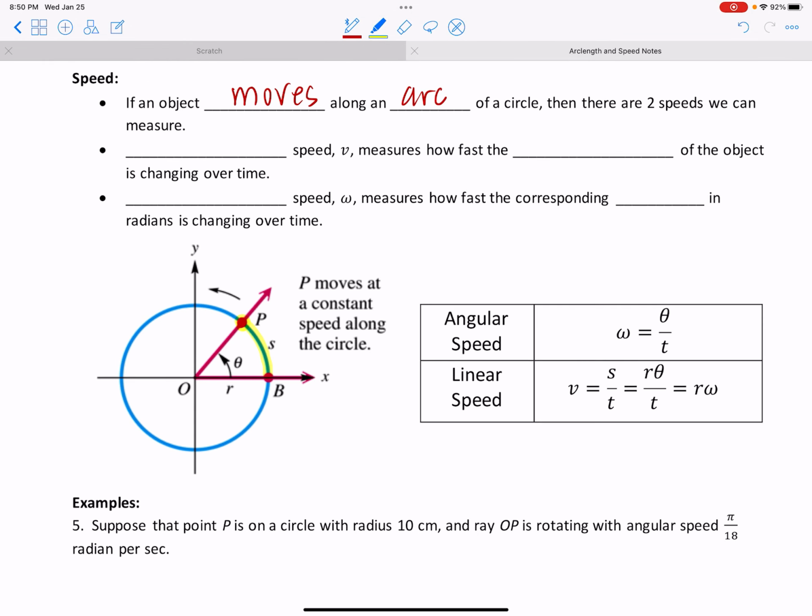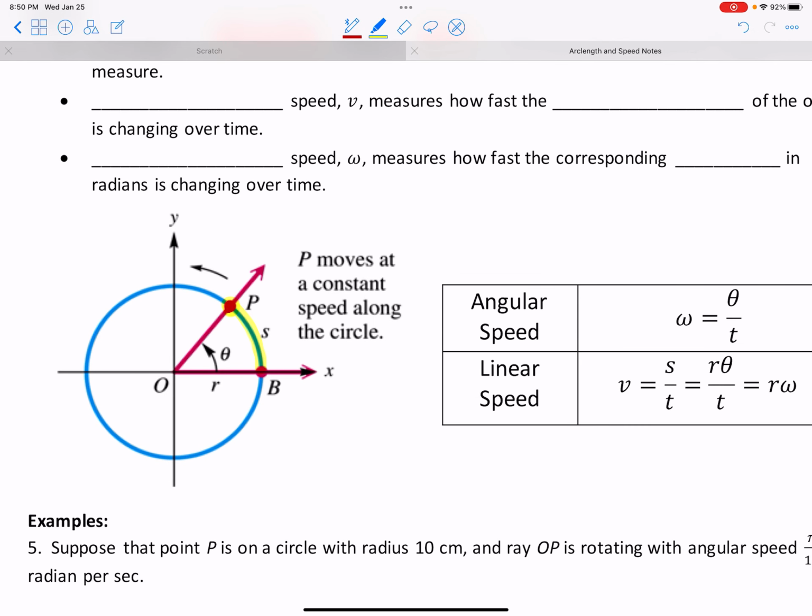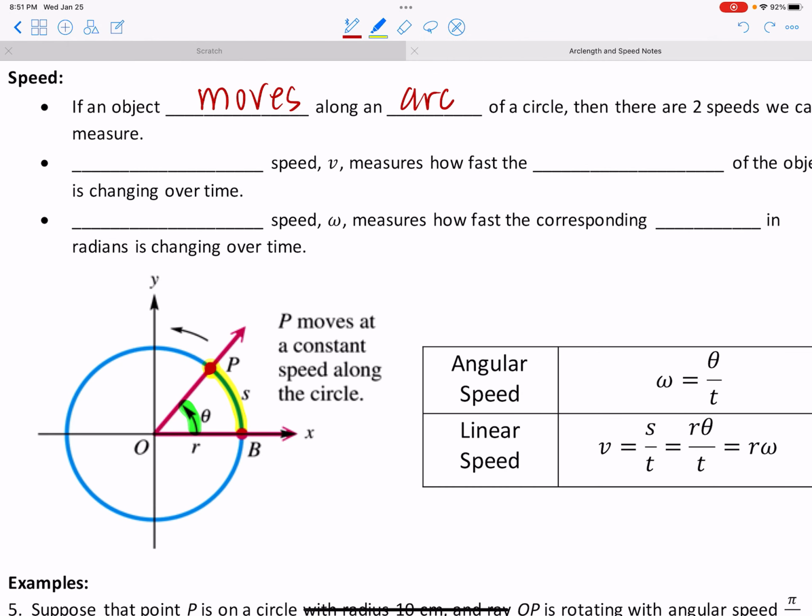Okay, there are technically two speeds that we can measure from this picture. Not only is the point moving along the arc, but also the angle is changing. So the arc length here is going to be changing as that point moves. If I go farther, it gets bigger. The angle is going to change. As I get farther, it gets bigger. So those two different changes are different speeds that we can measure.